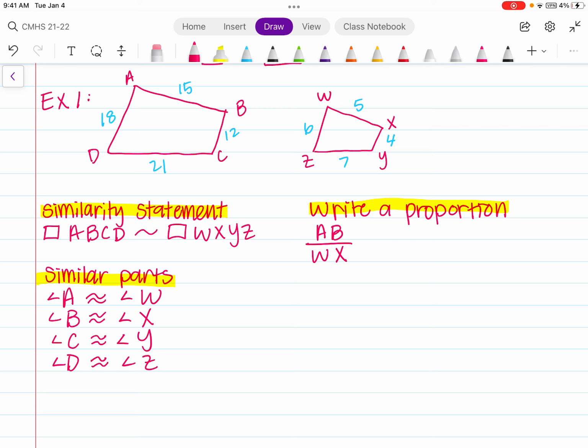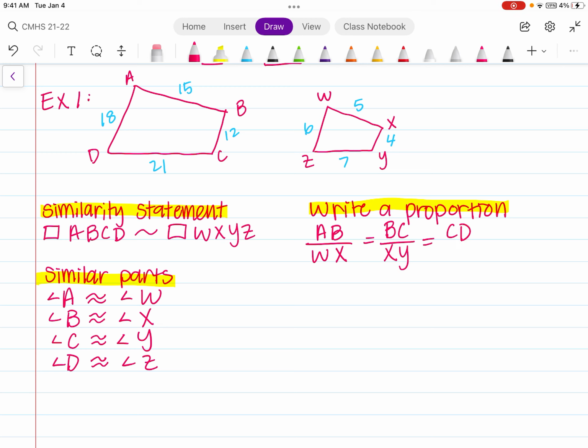Okay, really quick. Well, let's just keep going and then I'll show you something. So we're going to say equals and we're going to do another one. BC. BC, tell your partner, is proportional to which other side? XY. Okay, and we keep going.